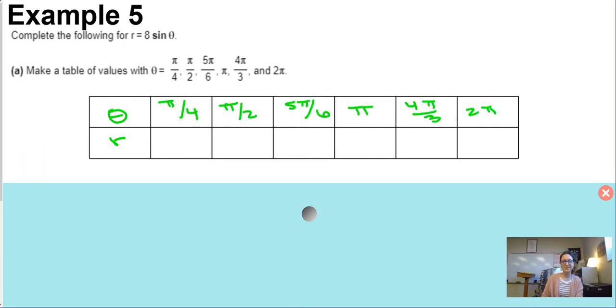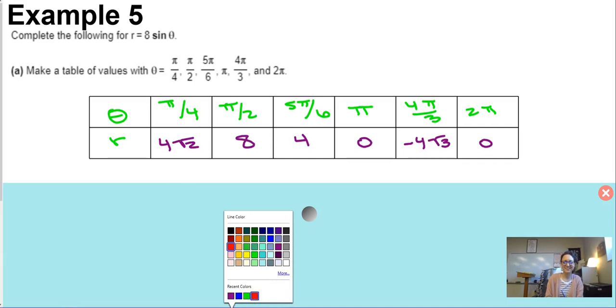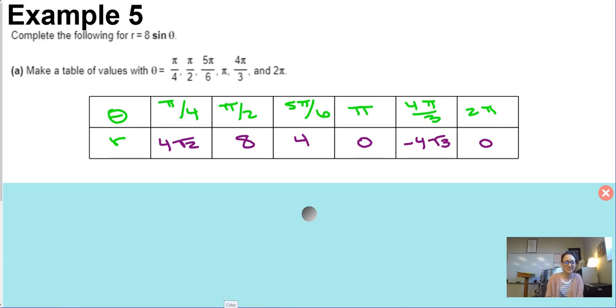Now we're just going to put these points into the equation they gave us up here. I'm going to start with the sine of pi over 4. Sine of pi over 4, think about your unit circle, is root 2 over 2. Now when I multiply that by 8, I'm going to get 4 root 2. Go ahead and fill out the rest of the table and then hit continue when you're ready to see the answers.